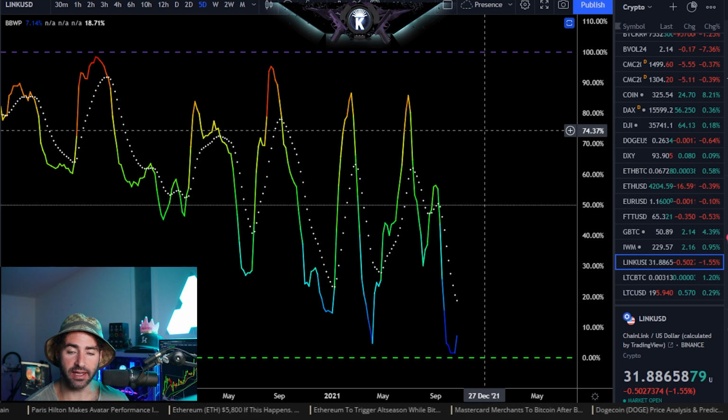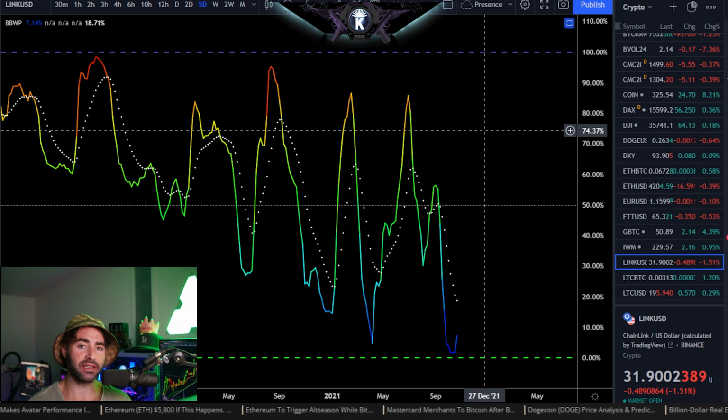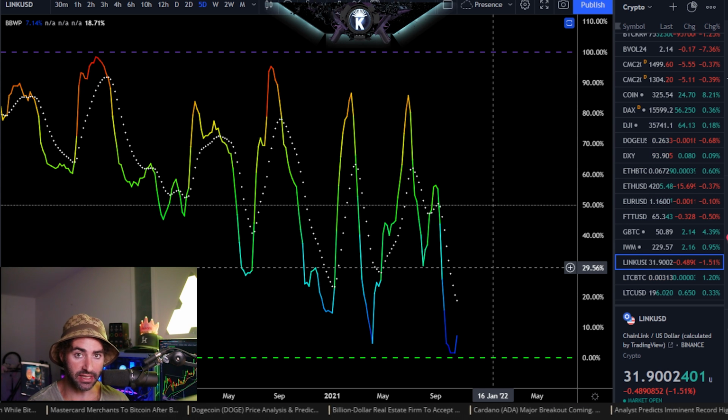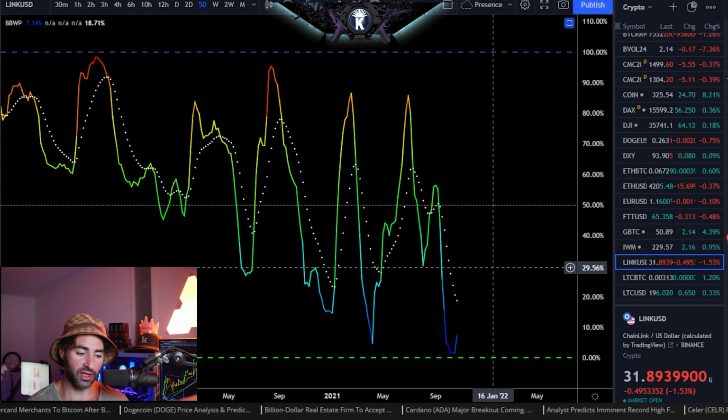Anyways, with that said, what is the chart of the day? What is the big information? What is the thing that I'm looking to the most? And that is one of my favorite indicators right here on a very high time frame, that being my volatility indicator, the BBWP, the Bollinger Band Width Percentile.